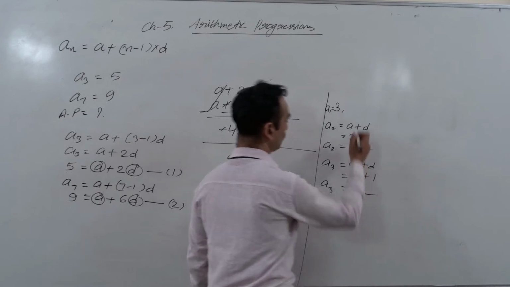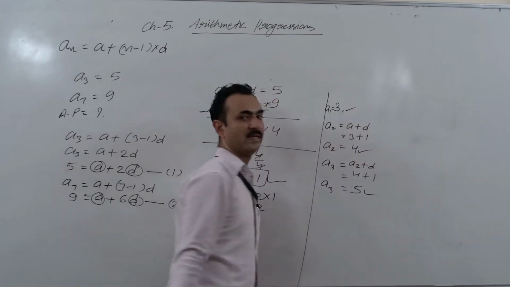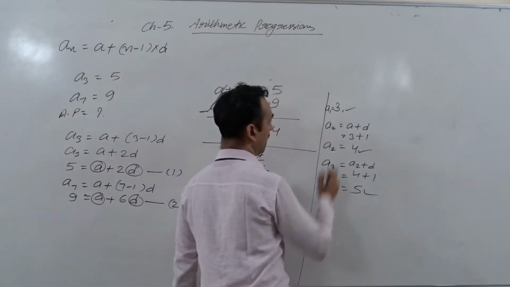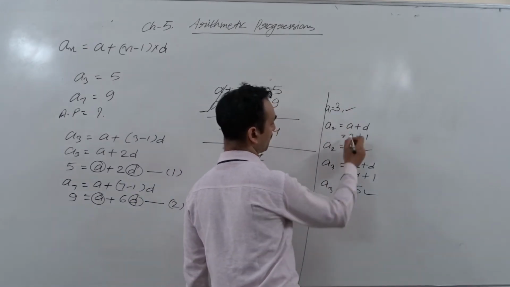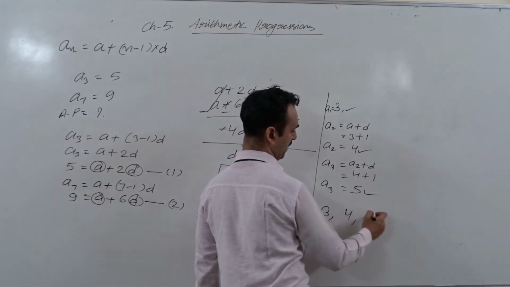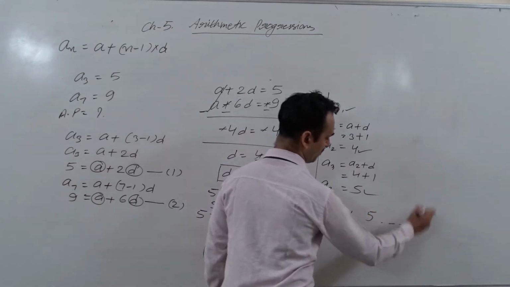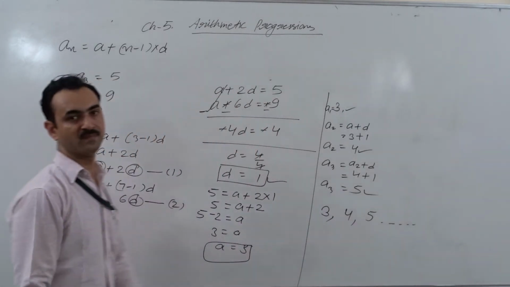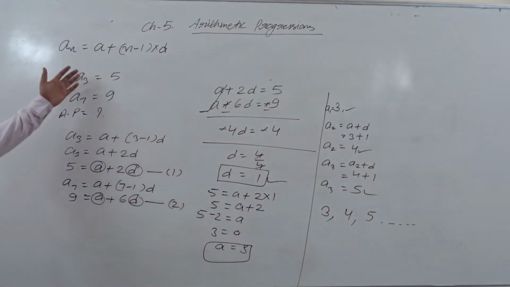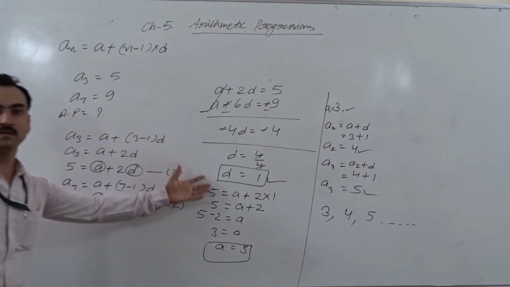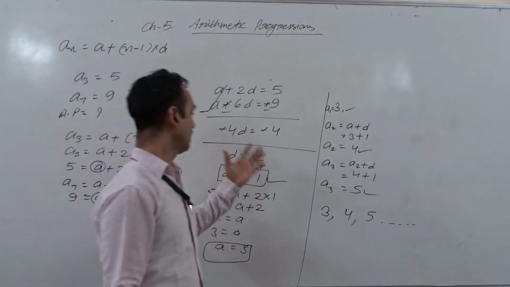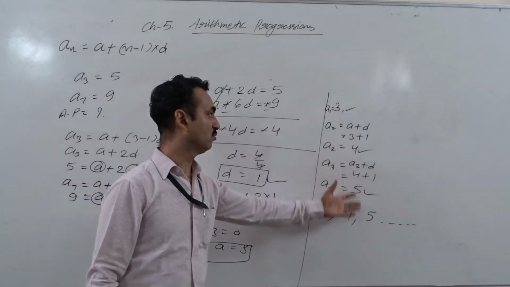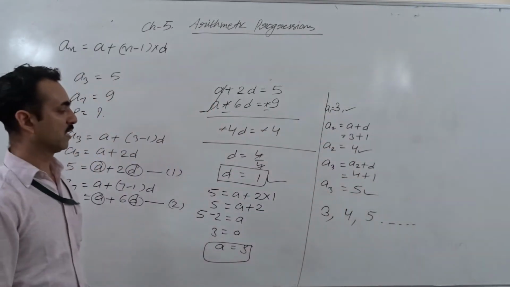So you got 3 terms. To find the AP, you just have to find 3 or 4 terms. Minimum 3 terms, okay? So the AP will be first term 3, second term 4, and third term 5. And you have just found the AP. So this is a very interesting question. We have found the values of variables A and D. Now by using A and D you can find the arithmetic progression.